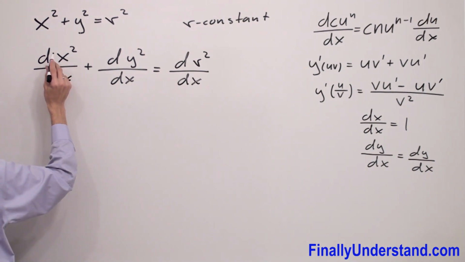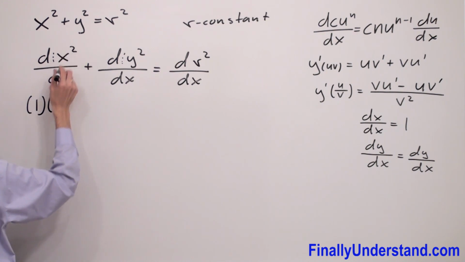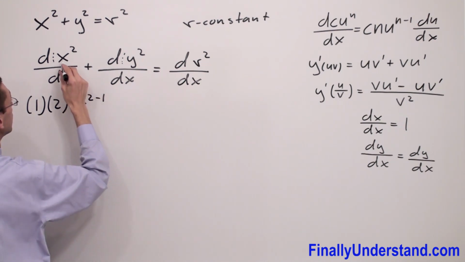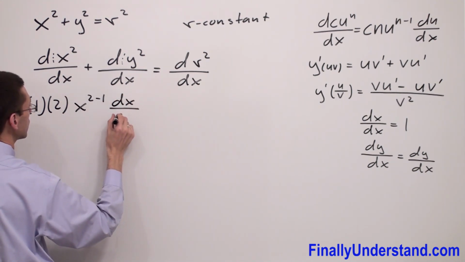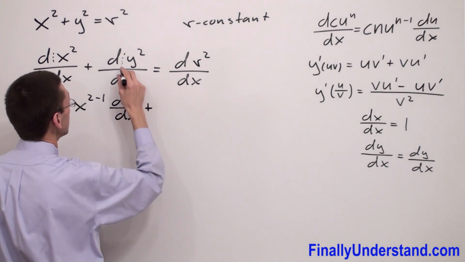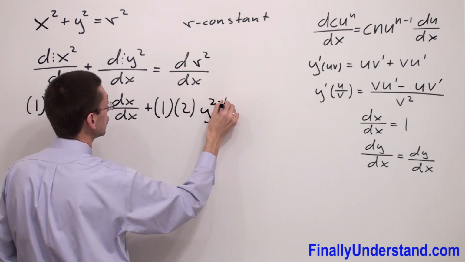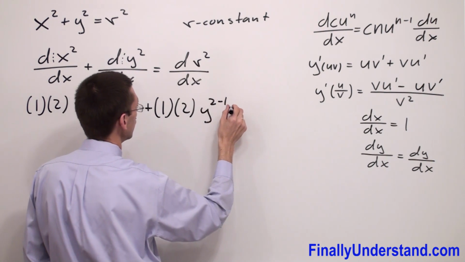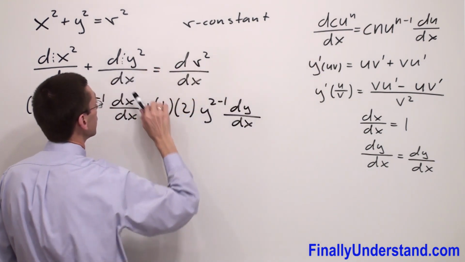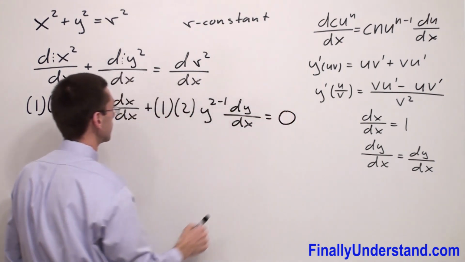Okay, so this is equal. Remember, anytime there is no constant, there is always an invisible 1. So I have 1 times the power x, 2 minus 1, and the derivative of x, dx, with respect to x. I'm finished with this term. Plus constant 1 times the power 2 y, 2 minus 1, and the derivative of y with respect to x, dy over dx. Okay, I'm using this formula over here. Is equal, the derivative of a constant is equal to 0.